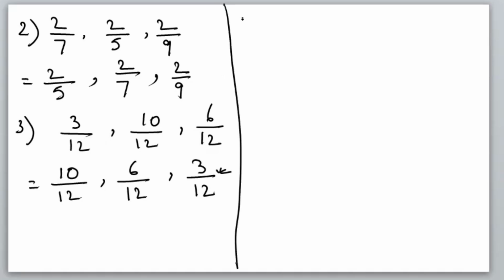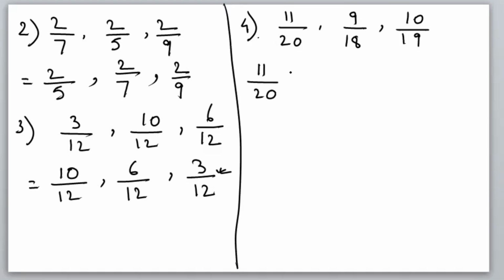Take another question. It says 11 over 20, 9 over 18, 10 over 19. And here the numerators are different as well as the denominators. So both numerators and denominators are different. So we have to use the crisscross multiplication. This is 11 over 20. First we have to compare these two. This is 9 over 18.